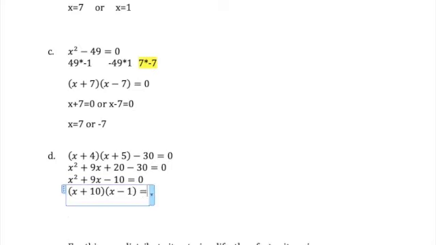And again, that equals 0. We're solving an equation, so don't forget that. And then my next step would be x plus 10 equals 0, or x minus 1 equals 0, which would then get me x equals -10, or x equals 1.